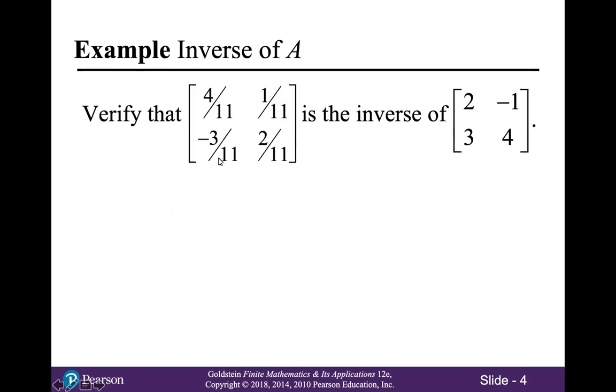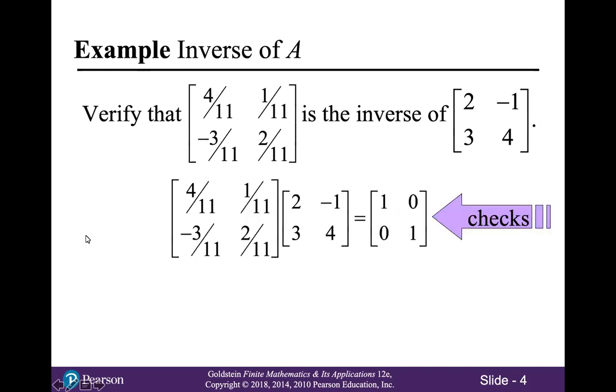For example, let's verify that this matrix, 4/11, 1/11, -3/11, 2/11, is the inverse of the matrix 2, -1, 3, 4. To do that, we'll multiply it both ways, starting like this. Notice that 4/11 times 2 is 8/11. 1/11 times 3 is 11/11, which is 1. 4/11 times -1 is -4/11. 1/11 times 4 is 4/11. So those add up to 0.